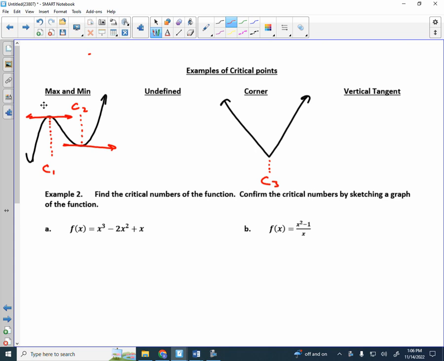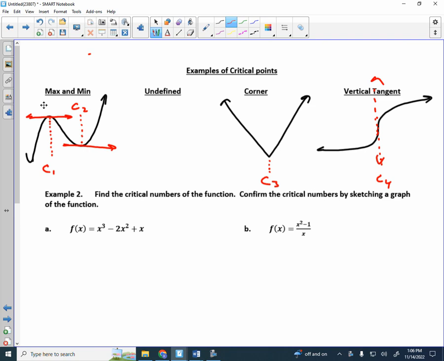Maybe remember from something we covered before that another time where the derivative does not exist is when you have a vertical tangent. That was on one of your tests and in some of the work we did. So if you have that kind of a shape, we would say that that is a critical point as well, because you have this vertical tangent that exists there. Okay. So once again, most of the time you find a critical point, it's going to be a local max or local min. But sometimes it might be a corner or a vertical tangent.